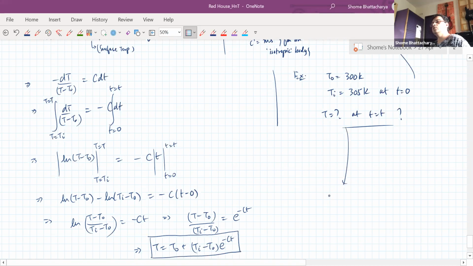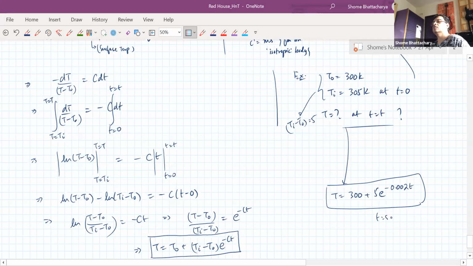If we put this data into it, we will get that T is equal to the surrounding temperature 300 plus the temperature difference initially. So the initial temperature difference is 5 Kelvin, so plus 5 into e raised power minus 0.002 t, where t should be substituted in seconds. So T is in Kelvin. So this is what this would become if we take this data over here.